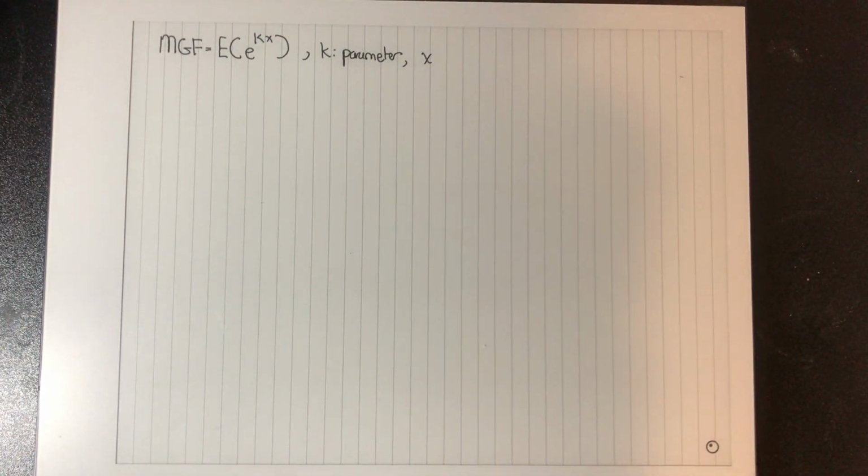We'll begin by defining what the moment generating function is, which is the expectation of e to the power of k multiplied by x, where k is simply a parameter and x is simply a distribution. In our case, x will be the normal distribution. So let's just set that to be the normal distribution.